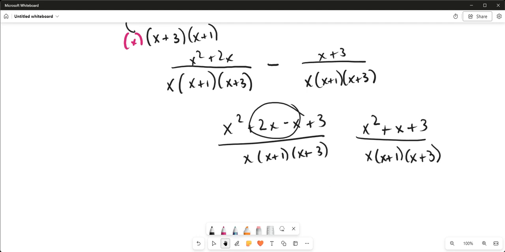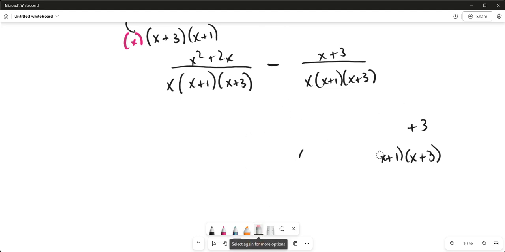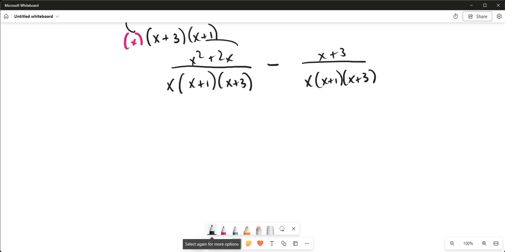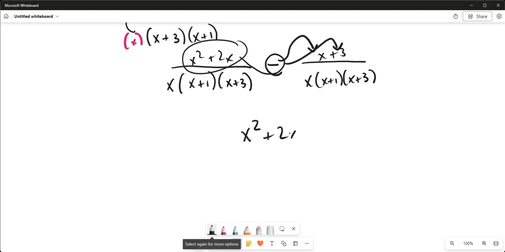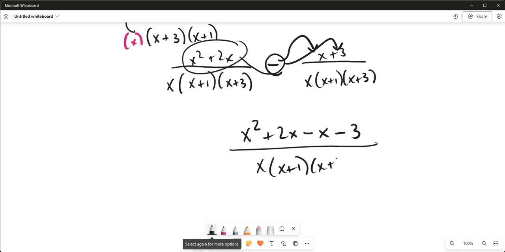Oh, I did forget to do something. Hold on. Erase this real quick. I forgot to do something very, very important here. So follow along. When I do this, I forgot about my minus sign here that has to distribute to both of these terms. So this should have read, sorry about that, x squared plus 2x minus x minus 3 all over x, x plus 1, x plus 3.